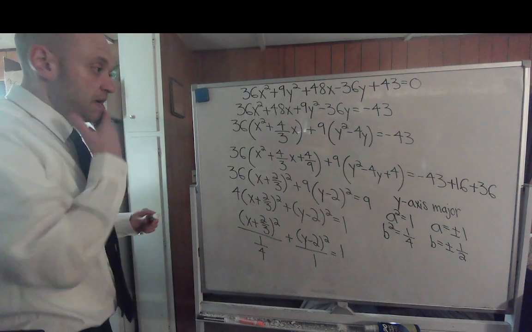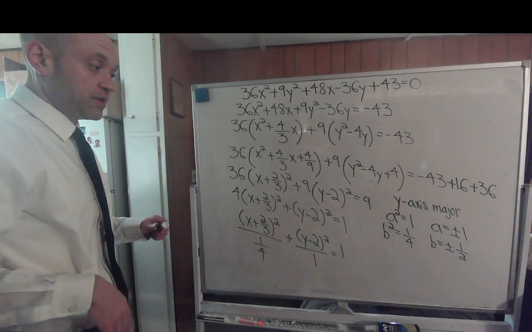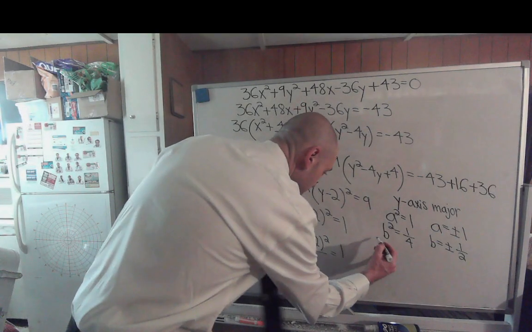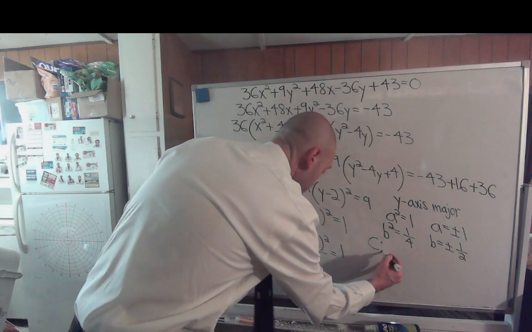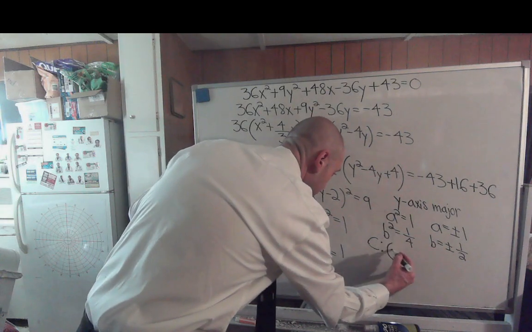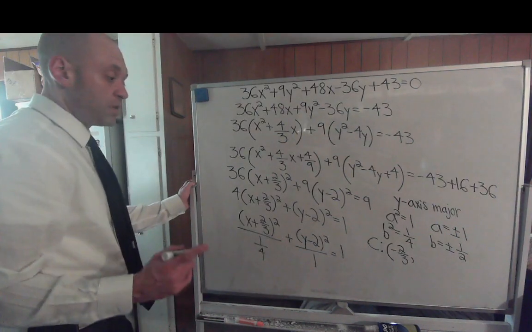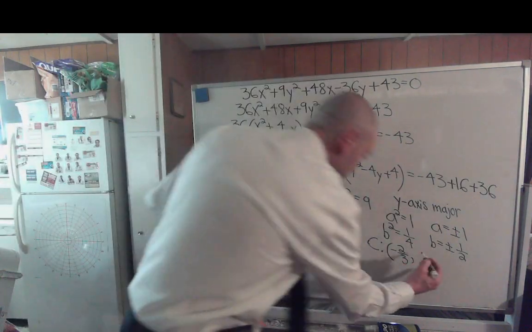Okay, we can find the center. Let's go ahead and find the center. That's going to be at, if you set x plus 2/3 equal to 0, you'll get your x coordinate at negative 2/3. And then your y coordinate, so y minus 2 equals 0, your y coordinate would be 2.